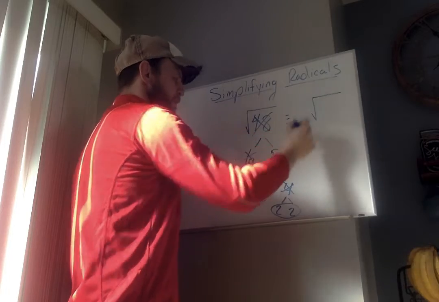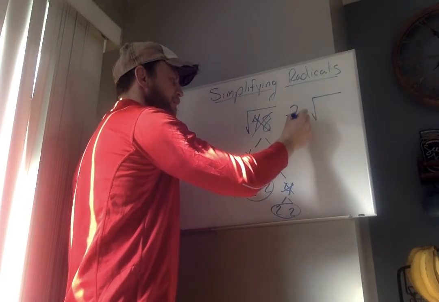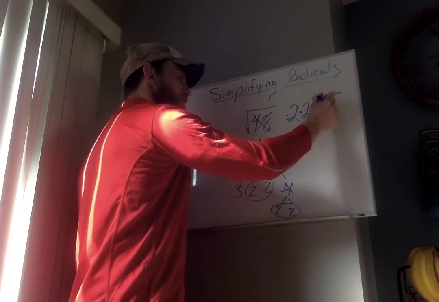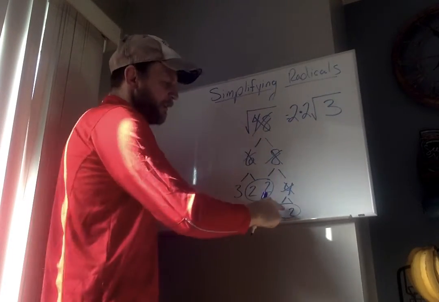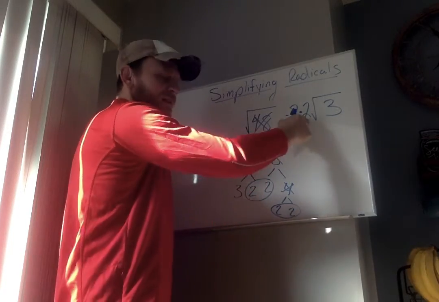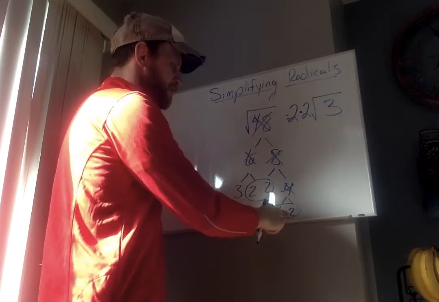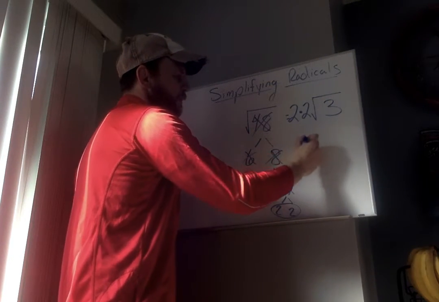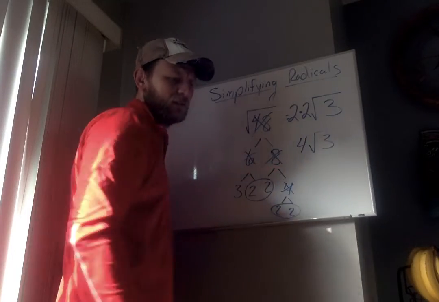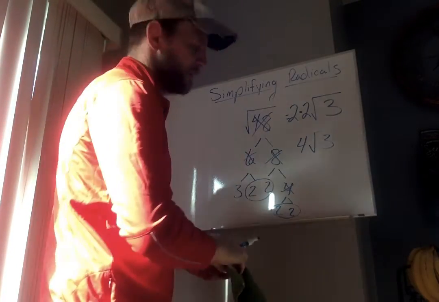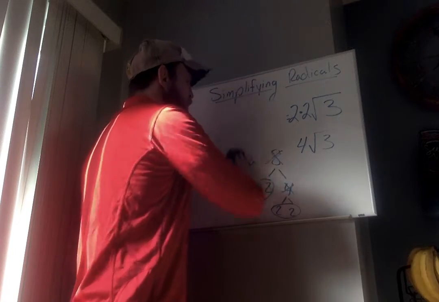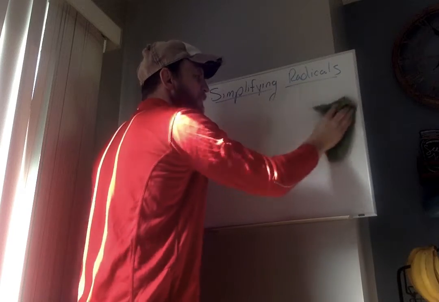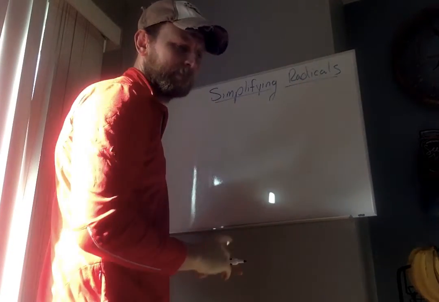All right, now, I have the house. This 2 comes out. This 2 comes out. and that 3 stays in. Okay, notice for every pair, that number comes out 1 time. So the 2 came out, that 2 came out, and that 3 stayed in. So now 2 times 2 is 4. So my answer is 4 root 3. All right. Now, like I said, if we chose 16 and 3, I probably would have gotten to 4 and 3 a lot quicker. But that's okay.